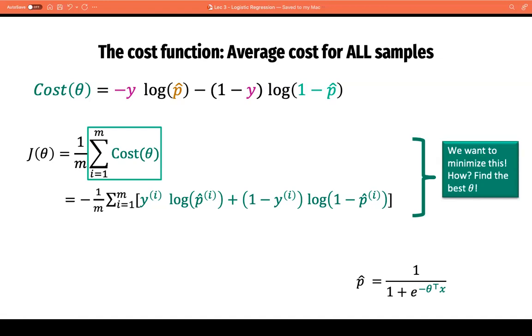So we want this cost to be minimized, and we can do that by finding the best weight or best theta. Note that the estimated probability p may be computed from the sigmoid of the weighted sum, negative theta transpose x. So we want to fit the parameter theta such that we can minimize this cost function.